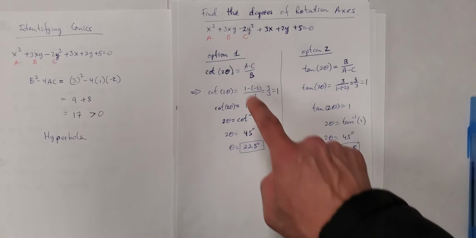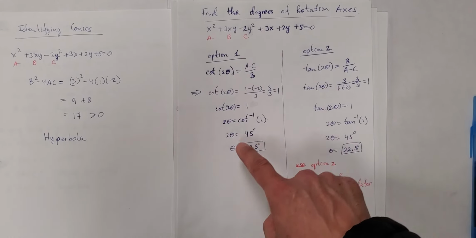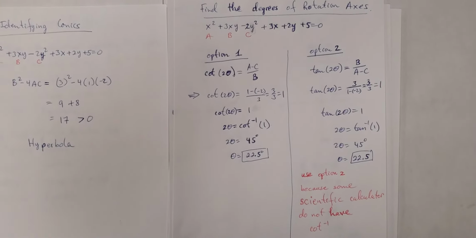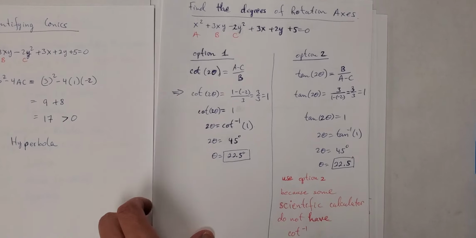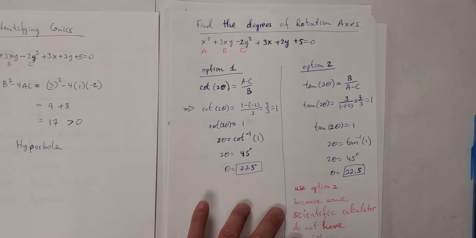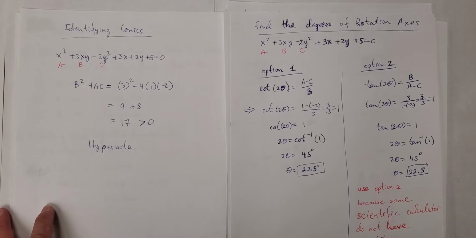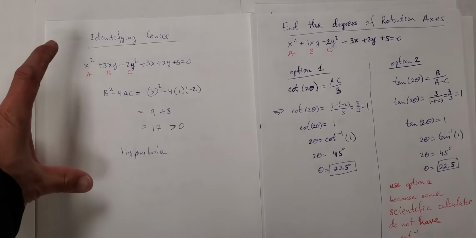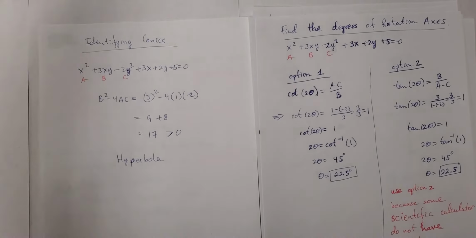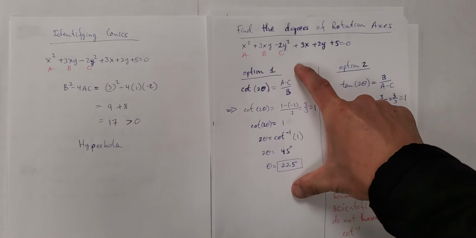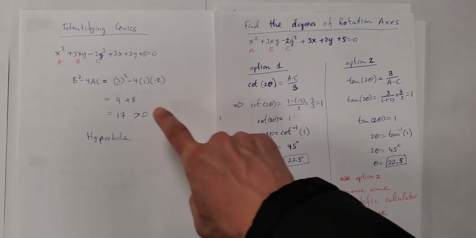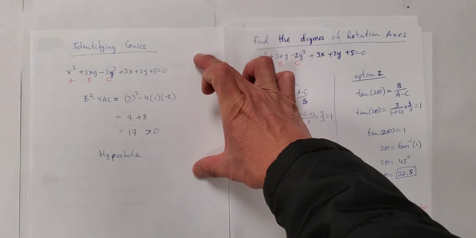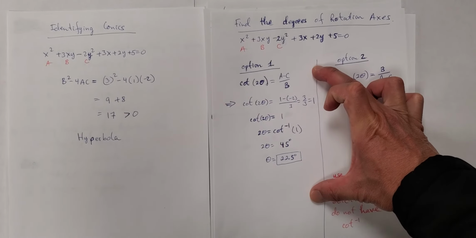Now be very careful. If you're using option 1, be very careful of option 1. Be very careful also with option 2, and I did make a note of option 1 and option 2. So before I show that again, the lesson for today is just to focus on identifying the conics and finding the degree of rotation. Those are the only two focuses I want for today's lesson.